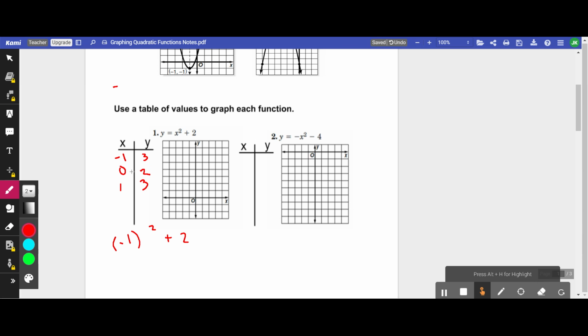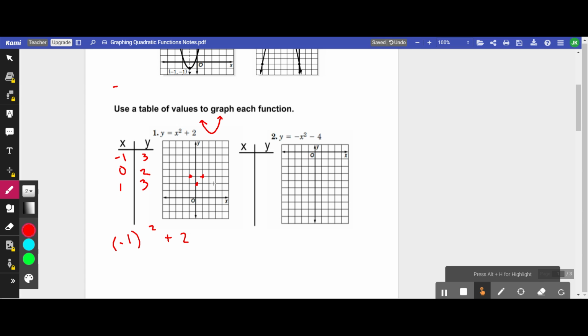So you can graph them. -1, 3: left 1, up 3, so that'd be here. Then 0, 2 would be left and right 0, and then up 2. And then 1, 3. Since the coefficient of your x squared term here is positive, this parabola is going to open upwards, kind of like a U-shape, kind of like this, which means it's headed this way.